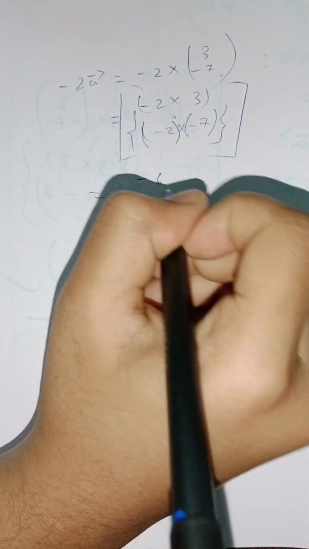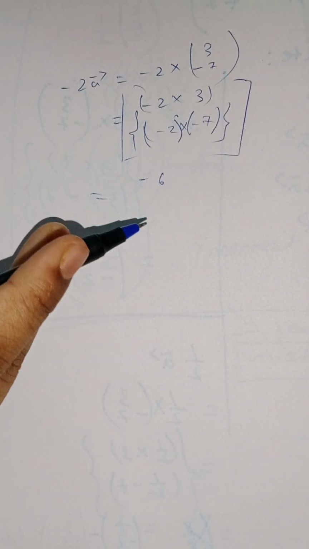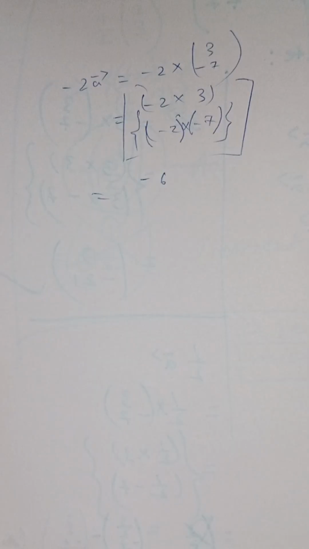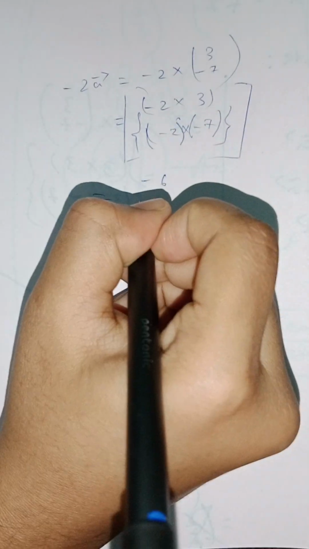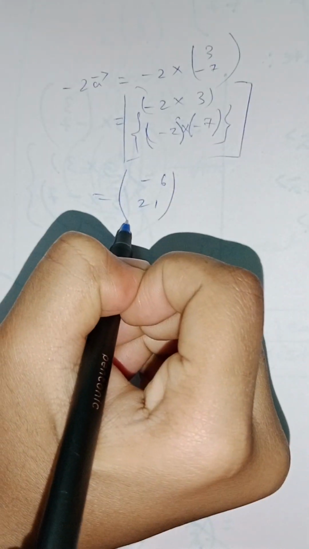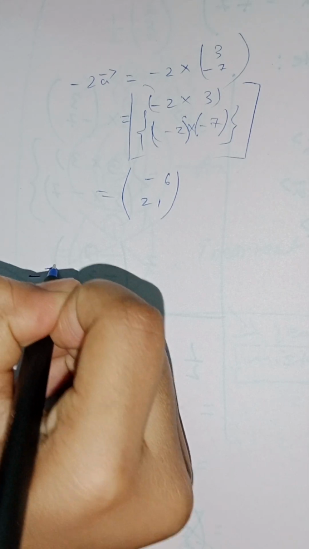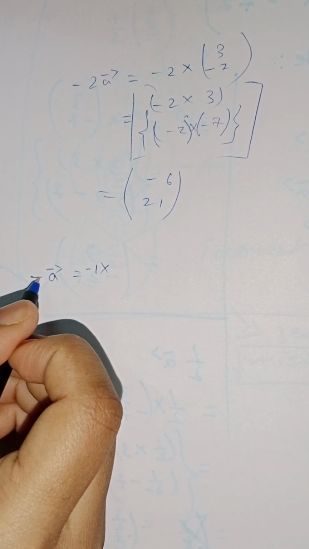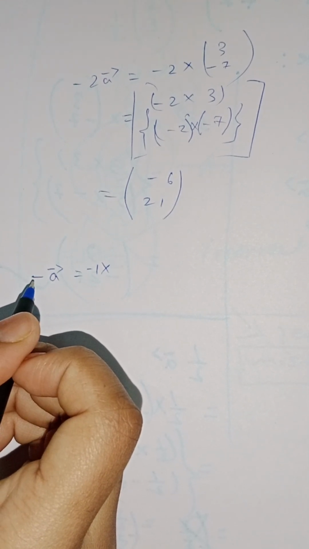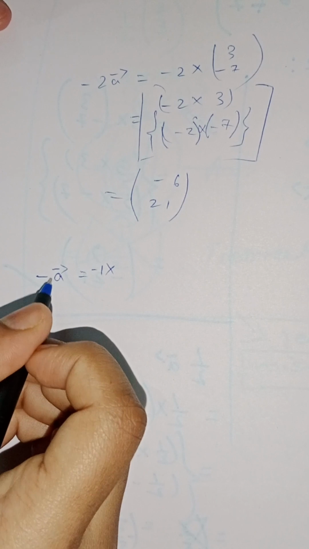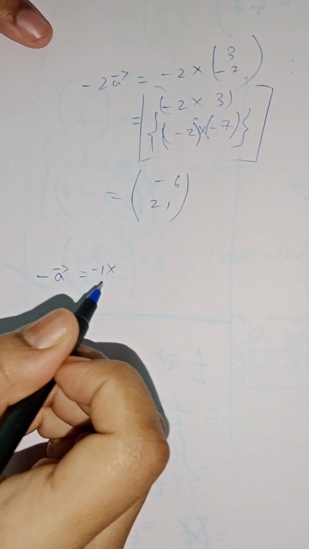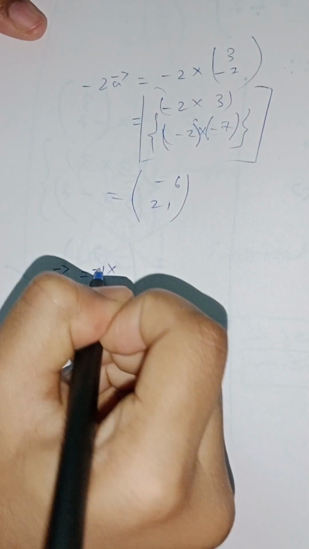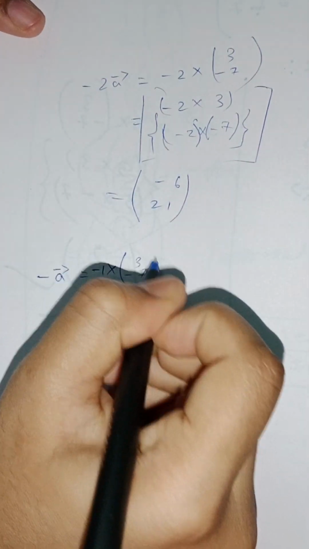Okay, so we've got minus 6 because 2 times 3 is 6 and there's a minus sign. Then 2 sevens are 21. This is our answer. Then again we have minus a vector, which means minus 1. Let me tell you, when there won't be anything right at the right of a sign, you have to take it as minus 1 or 1 because that is what it is known for. So it is minus 1 into 3 minus 7.